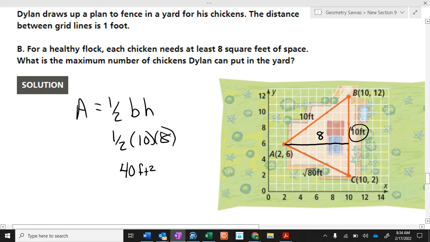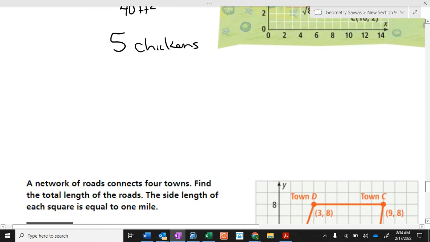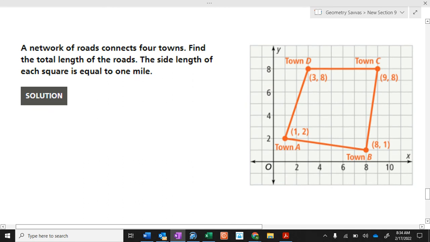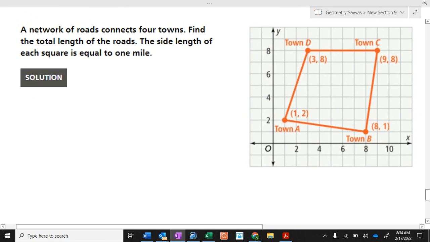Now, if each chicken needs 8 square feet of space and he has 40 square feet, how many chickens can he have? 5 chickens. He can have 5 chickens on his farm. Okay? All right. Just about done here.